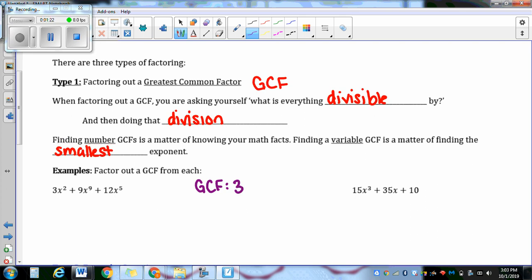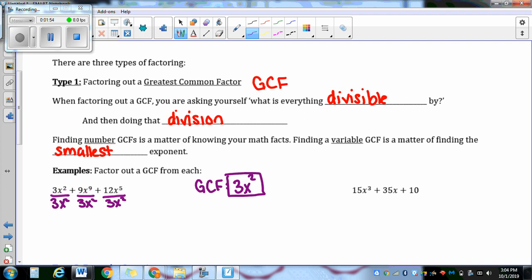And then I'm going to look at my x's. X squared means I have 2 x's here, x to the 9th, 9 x's here, 5 x's here. The smallest exponent, or the smallest number of x's I have, is 2. So 3x squared is going to be my GCF. So once you have your GCF, all we're going to do is divide everything by the GCF. I'm going to divide by 3x squared, 3x squared, and 3x squared.